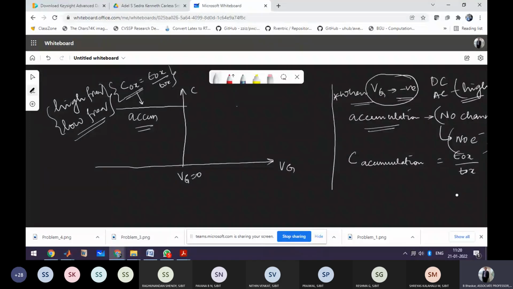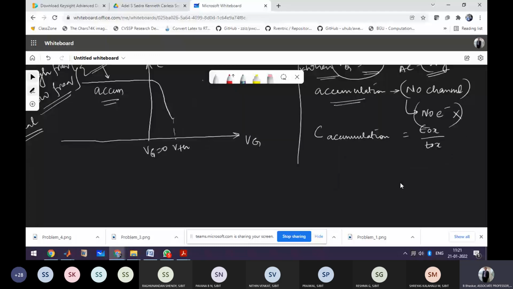What is the next thing? Remember, I'm writing the ideal graph. I should make you aware of this. Further to it, what should happen? The capacitance value should come down. And now we are targeting from VG equal to zero up till VG equal to VTH. So in this region, do you again observe the exchange of carriers happening?